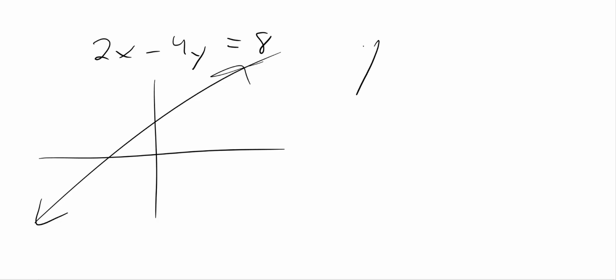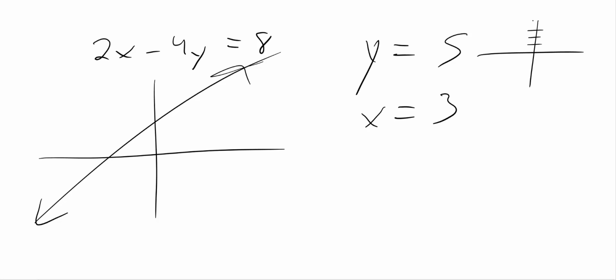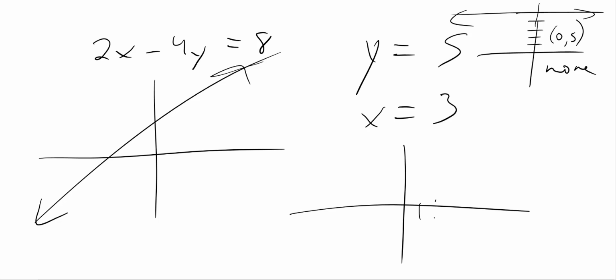Again, these are a little trickier. If it's just y equals 5 or x equals 3, think about it. This is a horizontal line at 5. 1, 2, 3, 4, 5. And what's the y-intercept? 0, 5. What's the x-intercept? None. X equals 3. 1, 2, 3. It's a vertical line. What's the x-intercept? 3, 0. What's the y-intercept? None.